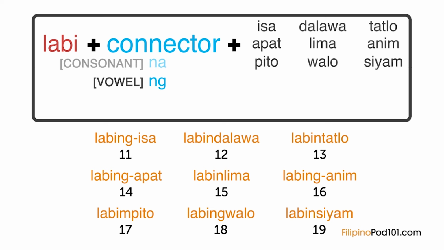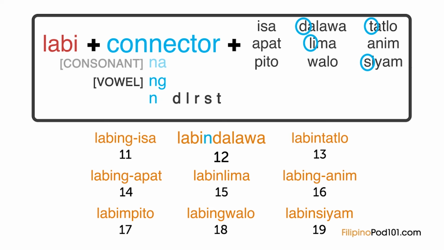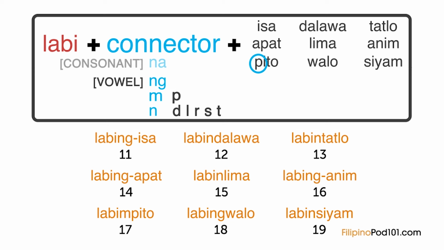However, NG sometimes changes its form depending on the letter that follows it. For the letters D, L, R, S, and T, the G from NG is dropped to make it easier to pronounce. 12, 13, 15, and 19. If a P follows the NG connector, the NG becomes an M, just like in 17.